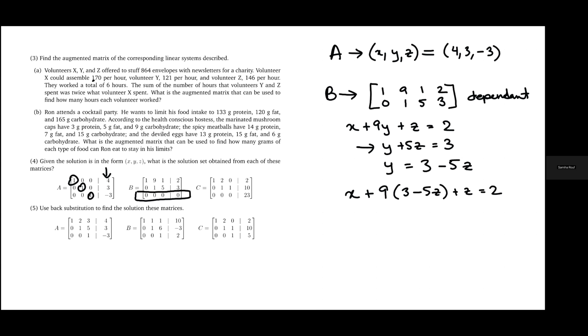So we get x plus 18, no, sorry, 27 minus 45z plus z equals 2. And then that would just reduce to 44z. Now let's move everything over to isolate x. So it'll be 2 minus 27 plus 44z.